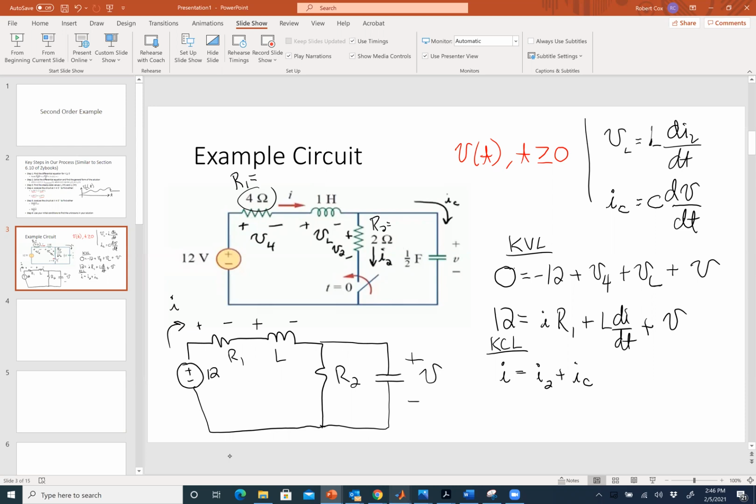Okay, so now that I have that value there, what do I know about IC, and what do I know about I2? How can I relate I2 and IC to things that have to do with the capacitor? IC equals C dV dt, and I2 is V over R2. Yep. So the voltage across that capacitor divided by R2 is the current in that resistor, plus C dV dt, like that.